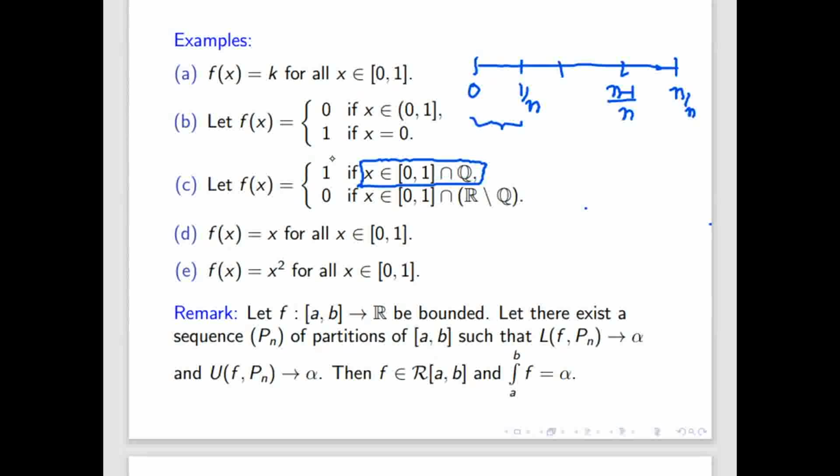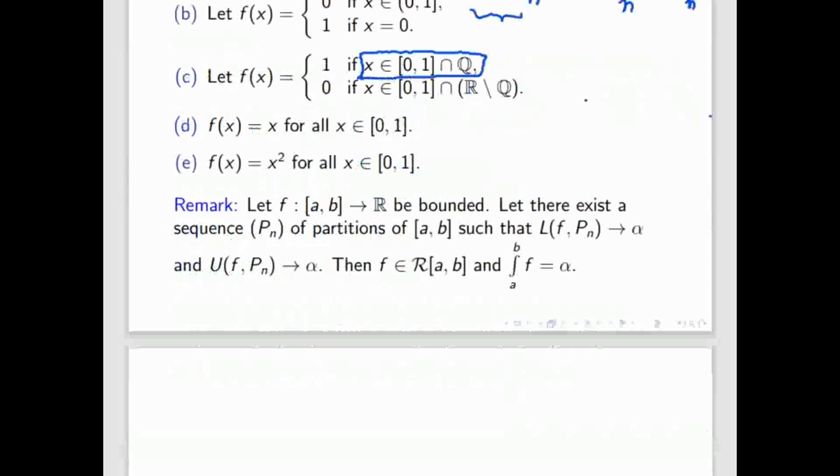Now by the density property of real numbers, whatever interval you choose, there exists at least one rational number, and irrational numbers are also present. So in each interval, rational is also there and irrational is also there. That means in each interval the function can take value either 1 or 0. Then what will be the supremum? Supremum will be 1 and infimum will be 0.